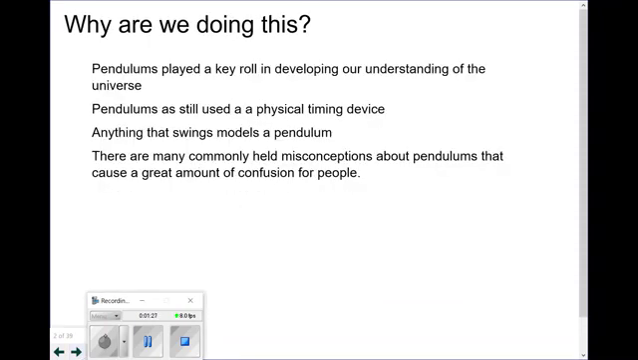Why are we doing this? Because pendulums played a key role in our development of our understanding of the universe, and they are still used today as timing devices. Also, anything that swings on a wire or on a rod swinging back and forth actually models a pendulum. And while pendulums might seem like a very simple and obvious thing, there are still many commonly held misconceptions about how pendulums behave and act that cause a great amount of confusion for people, and then by analogy cause confusion on more complicated topics that we'll see later on.